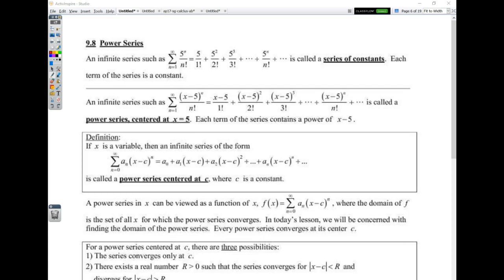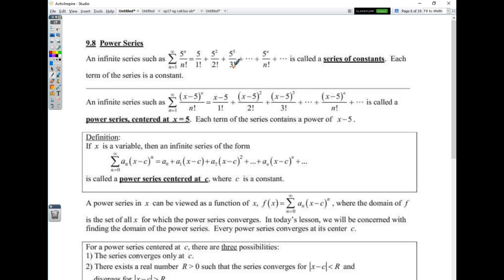For instance, if we're looking at 5 to the n over n factorial equals all of those terms, because of the way that this works, each one of these terms, if you notice, once I start expanding my series, each one of these terms is just comprised of constants, right? So that would be considered what's called a series of constants. We like those. All of our series tests require us to have a series of constants in order to decide whether it converges or diverges.